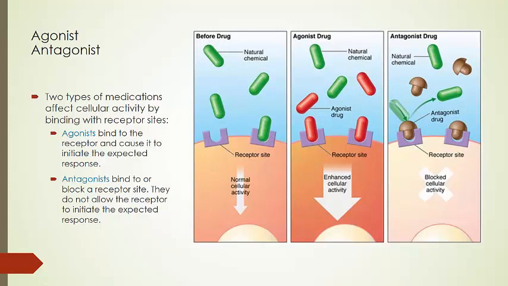When we are looking at your receptor site, they're going to fall broadly into two categories, agonist and antagonist. An agonist is going to bind to a receptor site, and this is going to cause it to initiate an expected response. So basically, it's going to make something happen, what you would expect to happen if the body's natural chemical were to bind to that receptor site. Now the medication is going to cause that action.